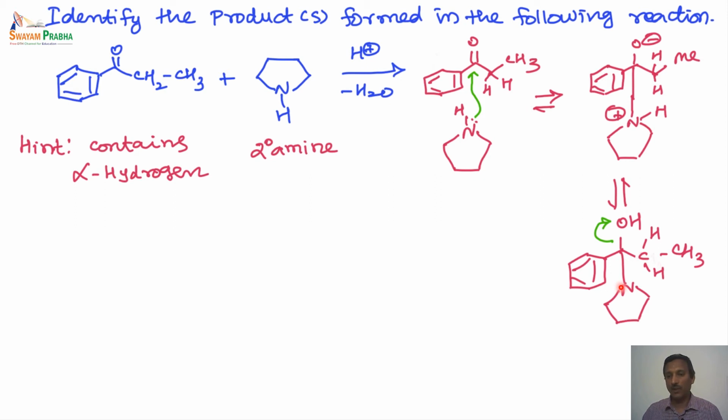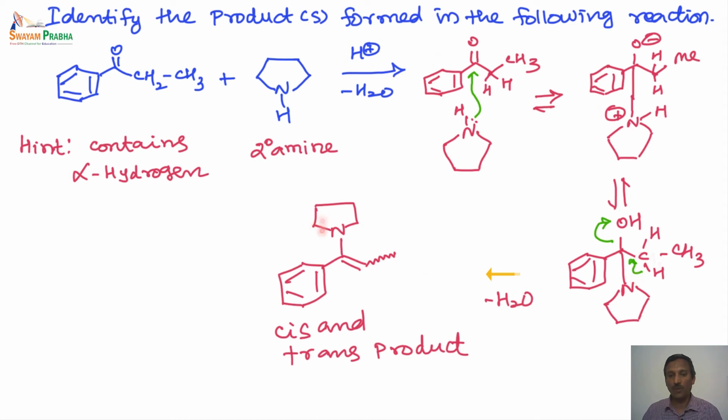So in this particular step, the water molecule removal happens, because here we had written that water is eliminated. So the water is eliminated from here, and that leads to the formation of cis and trans product. So this is the enamine that is formed in this particular reaction. So this is a Gilbert Stork enamine that is formed.